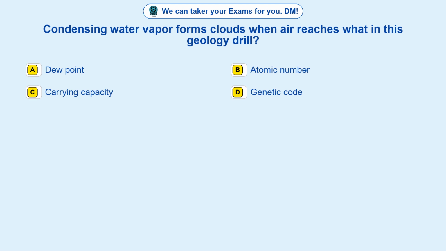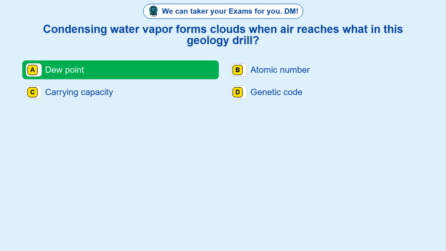Question 99. Condensing water vapor forms clouds when air reaches what in this geology drill? Option A, dew point. Option B, atomic number. Option C, carrying capacity. Option D, genetic code. The correct answer is option A, dew point.